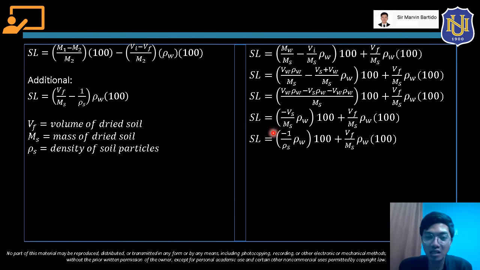So kapag i-simplify pa natin ito class, pwede natin pagsamahin yung dalawa. So, V sub F over M sub S, tas meron sila parehong rho sub W. So, pwede natin i-factor out, tsaka yung 100. So, ito class minus 1 over rho sub S. So, dito yan ang galing class, yung formula na ito. And so, this will be useful kapag ang given natin class ay ito. Okay, anyway.